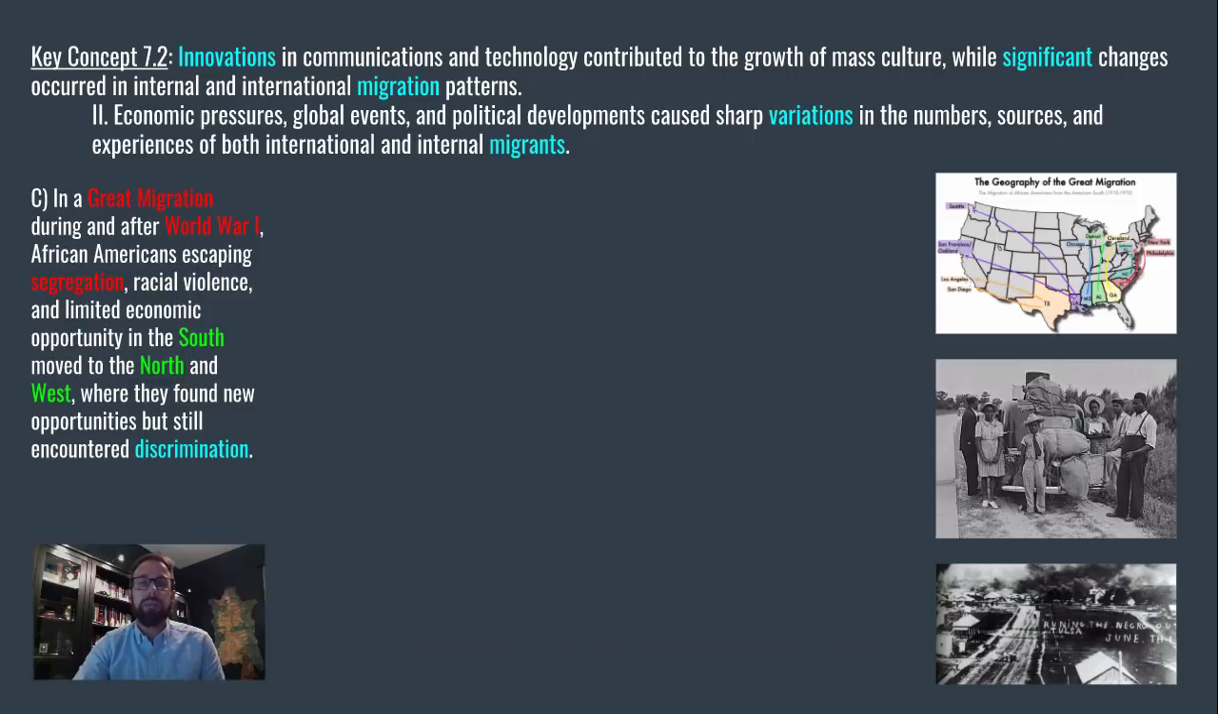All right, next up we're talking about a major shift in migration that happens having to deal with African Americans during kind of the World War I era.